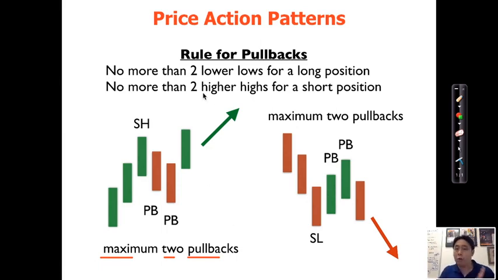Impulse, pullback, continue, right? On the right is a short setup. So in a short setup, we're looking for an impulse down, pullback, continue. So we're going to go short at the pullback. Okay. So in this case, you can see this is a swing low candle.